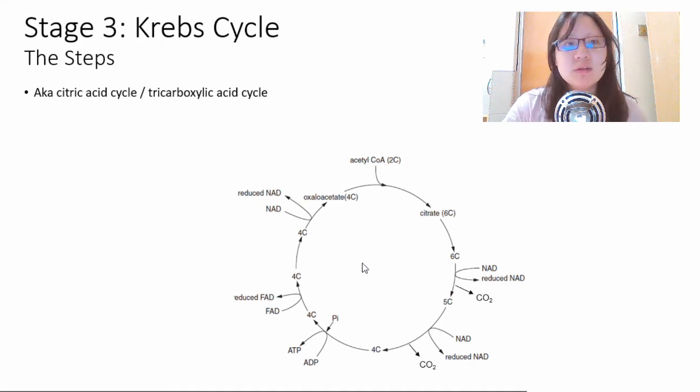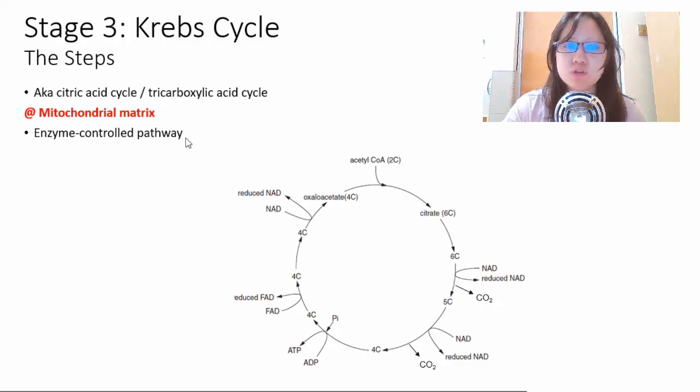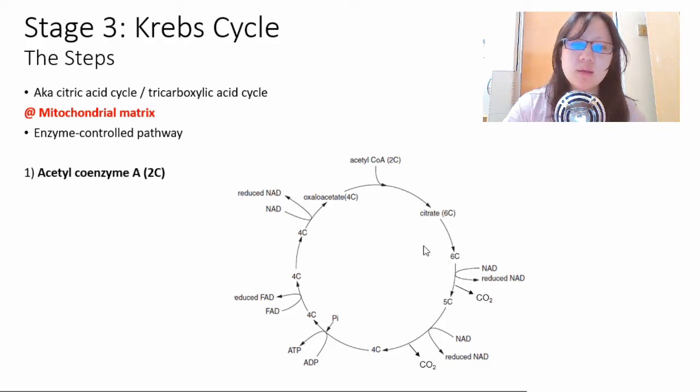Okay, so the Krebs cycle, where does it occur? It occurs in the mitochondrial matrix, so the same place as the link reaction. It is an enzyme-controlled pathway, so please bear in mind that even though the enzymes are not shown here, they are working, as each step requires an enzyme. So let's start. The first step is this.